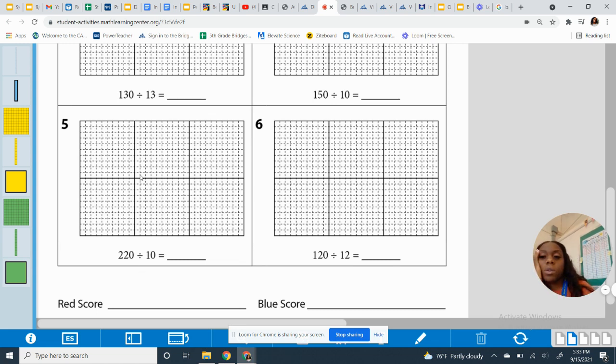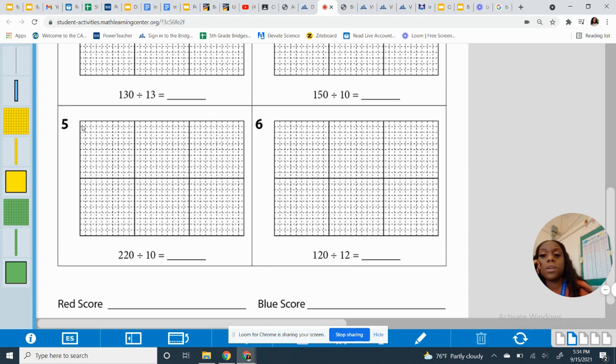All right, so we are going to go over this problem here, 220 divided by 10. So we're looking at these tiny squares, and we know that one line of the tiny squares equals 10, hence the term base 10. One line going down is a vertical line, right? Up and down is vertical. Left to right is horizontal.